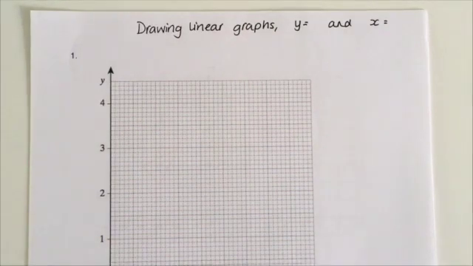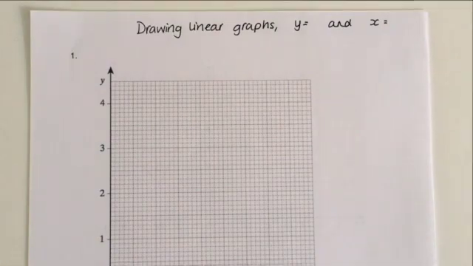Hi everyone, so this video is on drawing linear graphs. A linear graph is a straight line graph, but what we're going to look at is when y equals a number and when x equals a number. These graphs are just a horizontal graph or a vertical graph, and you have to figure out where to draw them. They're really helpful to draw when you're looking at doing reflections in a particular line of symmetry.